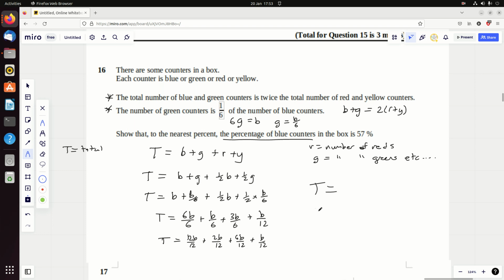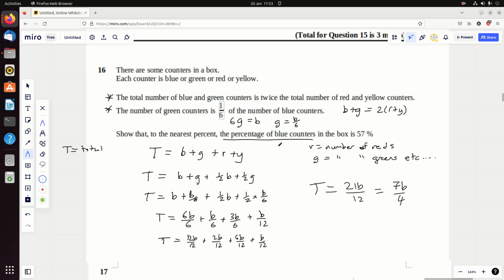So our total equals, this isn't necessarily the easiest way of doing it either, I'm not claiming it is, 21B over 12, but that can be cancelled by dividing by 3 top and bottom to 7B over 4. So what have we found out? We found out the number of blues is B, and the total number is 7B over 4.